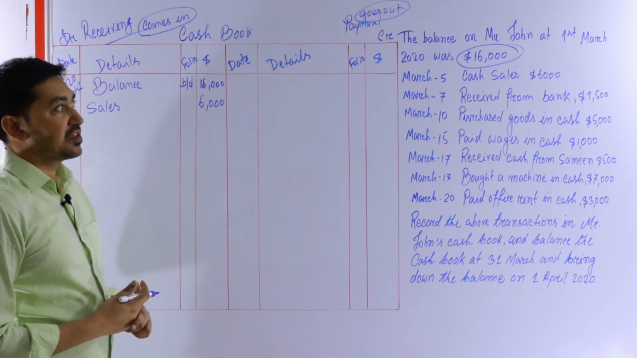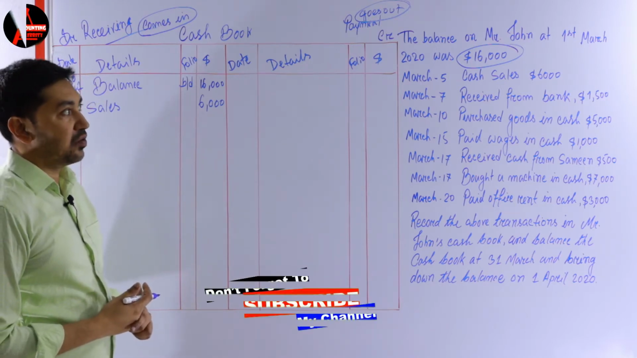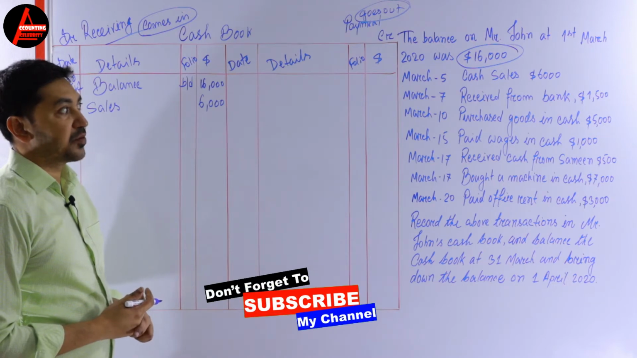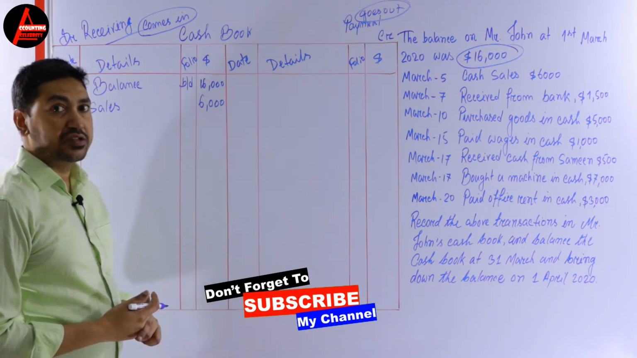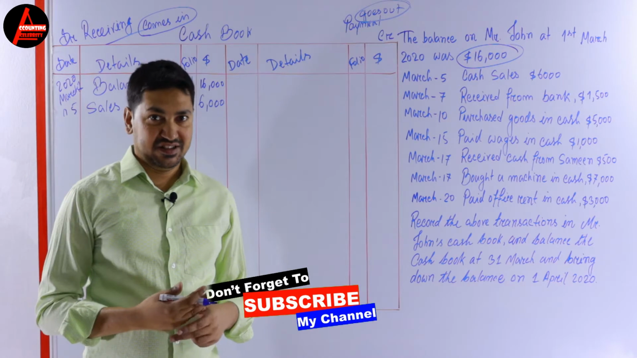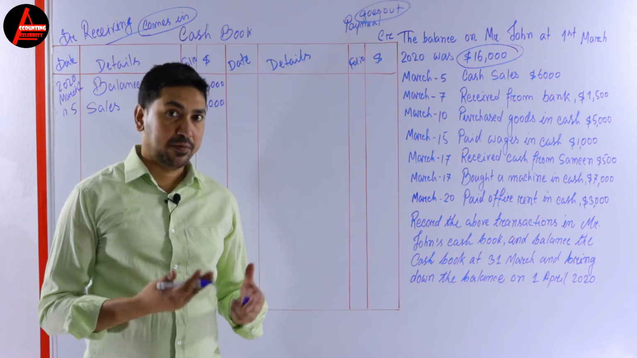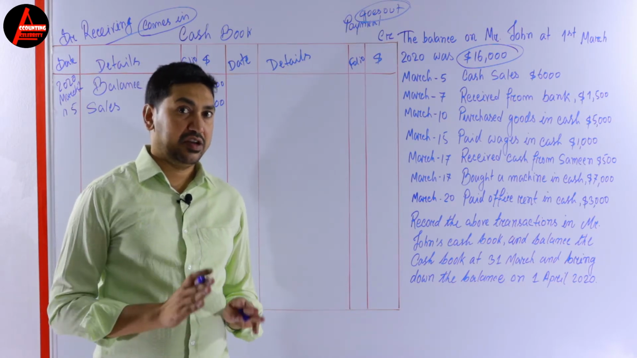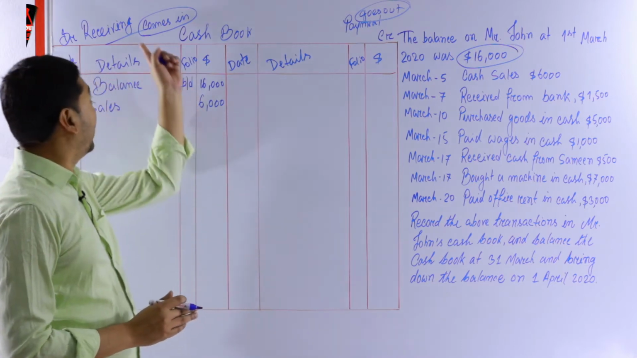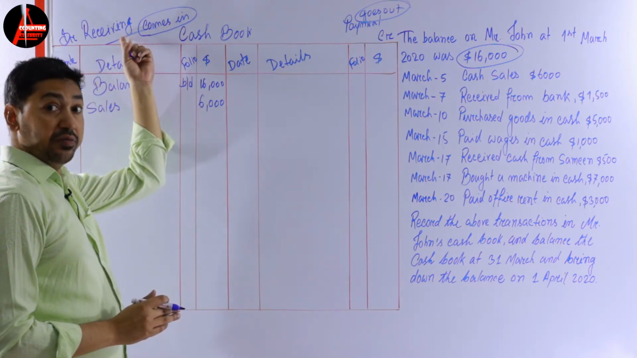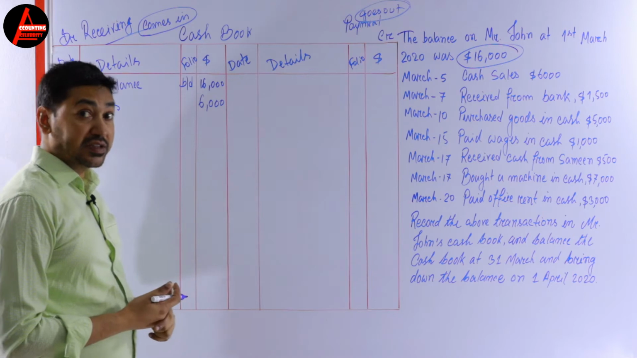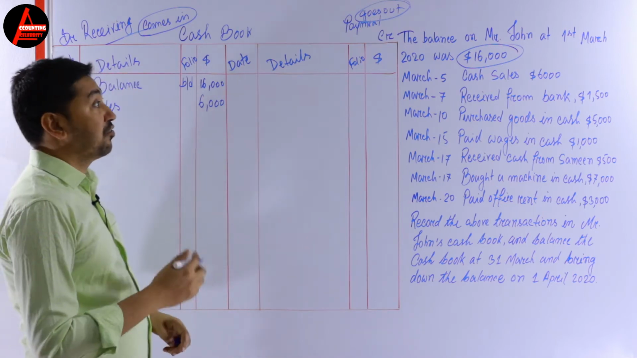Okay, our next one is March 7. What is written? Receipt from bank. So again you are receiving. Okay, you received from bank. Already I told you to remember this word. When you are receiving, you will be recording in the debit side. Okay, so receipt from bank.